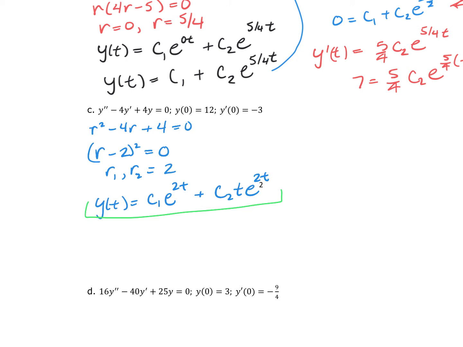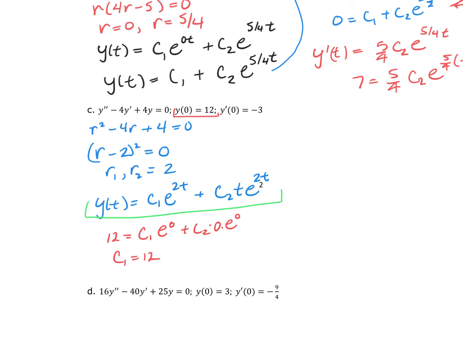So if you have a repeated root, you'll have a general solution that looks something like this, of course, based on your r. Now I'm going to use the first initial condition to find my c sub 1 and my c sub 2. And so I have 12 is equal to c sub 1 e to the 0 plus c sub 2 t e to the 0. Oh, but wait, t is 0. So that's going to be 0 as well. And so I have my c sub 1 is equal to 12. That's really nice, isn't it?